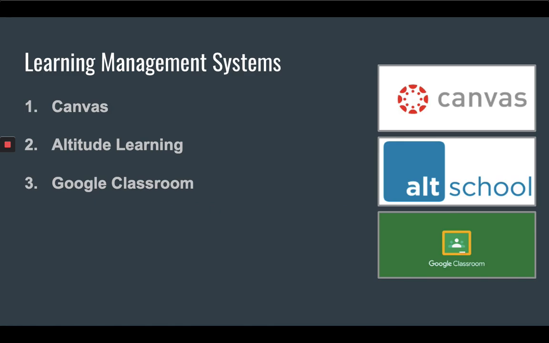In conclusion, the three learning management systems that were reviewed are Canvas, Altitude Learning, and Google Classroom. All three learning management systems have things in common, as well as unique features that allow them to be more appropriate for a specific learning environment, whether that be blended, a flipped classroom, or an all online virtual learning.